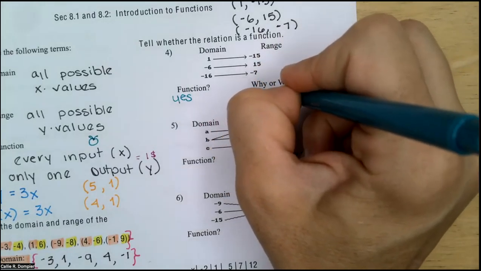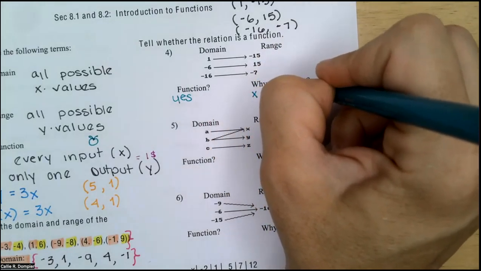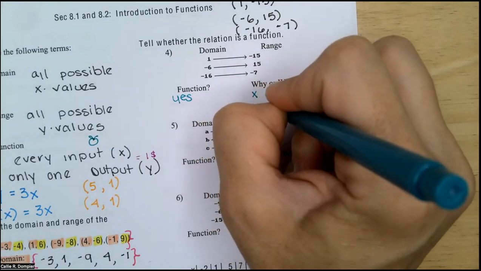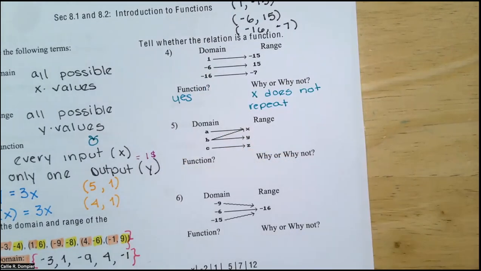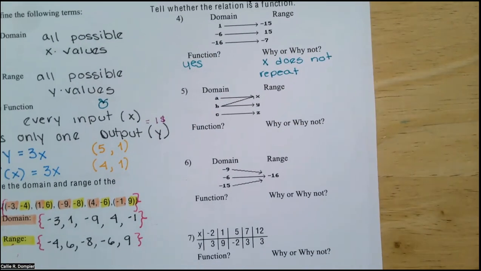X does not repeat, right? My domain, each domain is unique. That's another way to say it, okay?